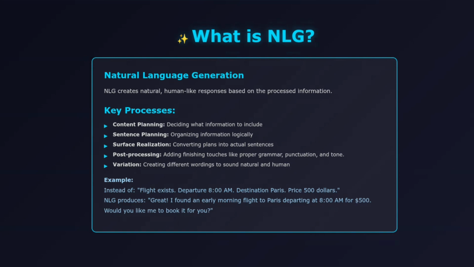Would you like me to book it for you? Notice how the second response uses natural word order, adds emotional context, "great," frames information conversationally, and ends with an engaging question. NLG can also vary responses to avoid repetition. Ask the same question twice, and you might get slightly different wordings each time, just like a human would.